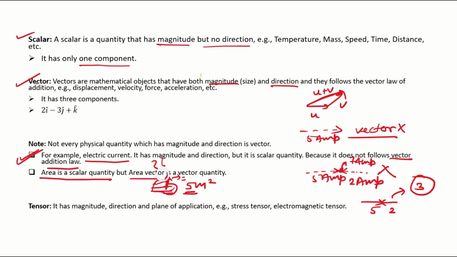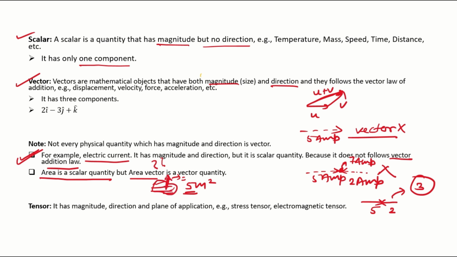So area vector is basically a vector we are defining by using the area. Area and area vector are two different things. Area is a scalar quantity, but area vector is a vector quantity, and area vector has direction normal to the area and the magnitude is equal to the area.